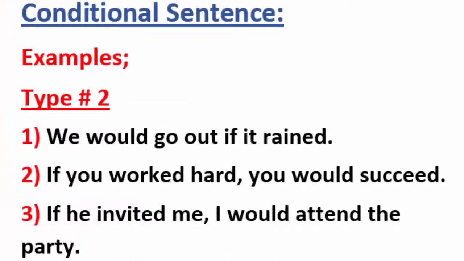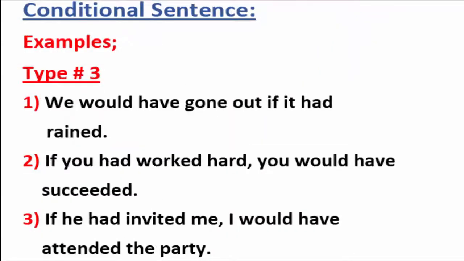Type number 2, example number 1, we would go out if it rained. Example number 2, if you worked hard, you would succeed. Example number 3, if he invited me, I would attend the party. Type number 3, example number 1, we would have gone out if it had rained. Example number 2, if you had worked hard, you would have succeeded. Example number 3, if he had invited me, I would have attended the party.